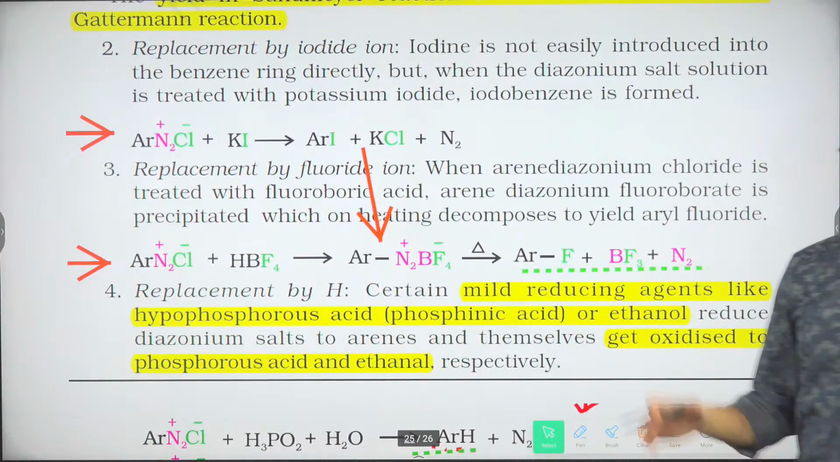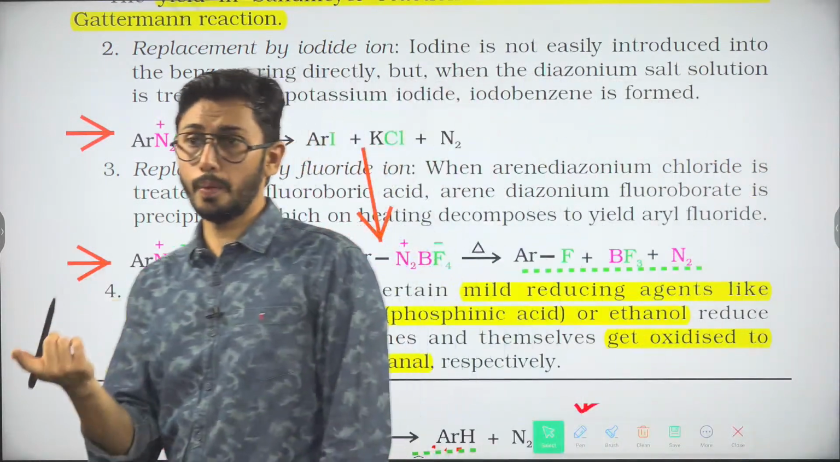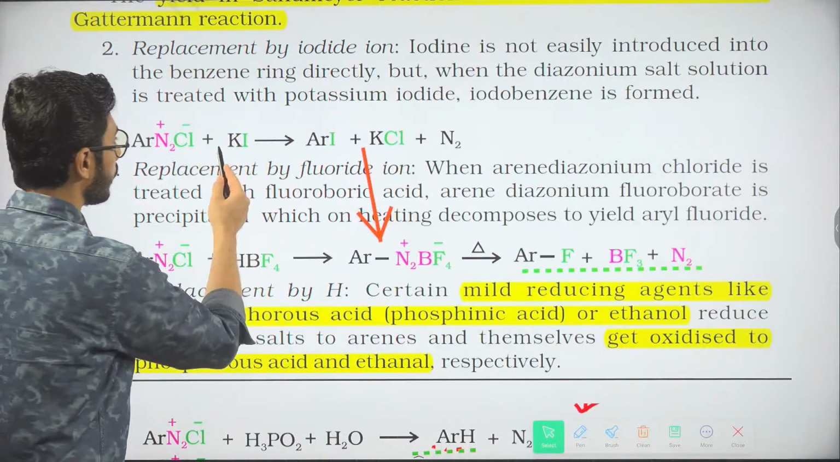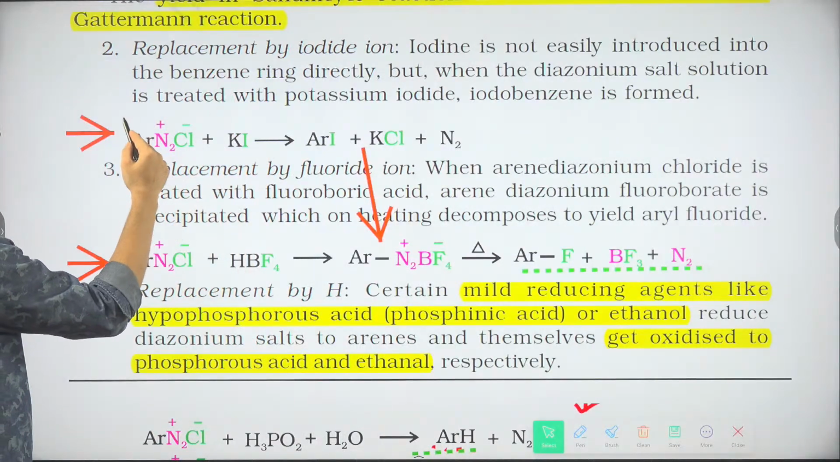Replacement by iodide ion: we can convert diazonium chloride to iodobenzene also. What is the reagent taken? KI. N2 gas evolves, and iodide will attack there.